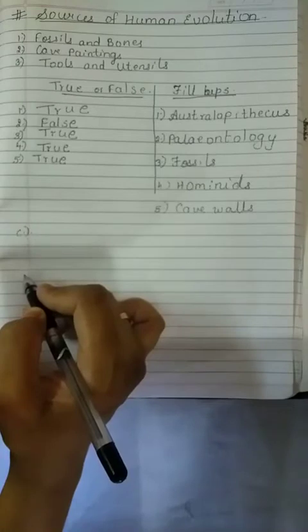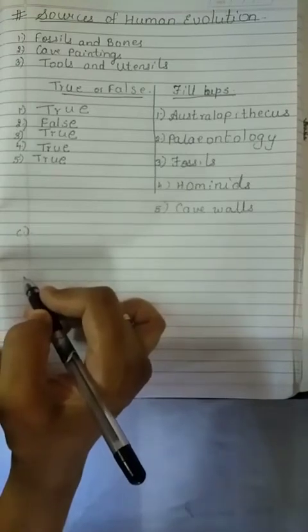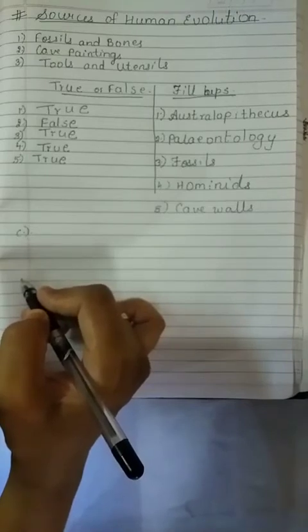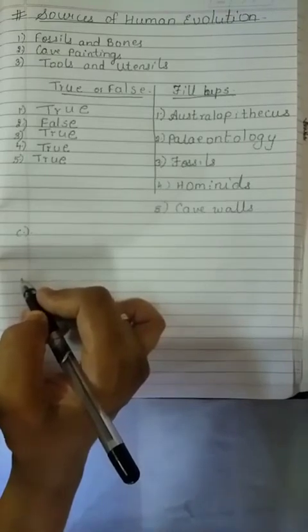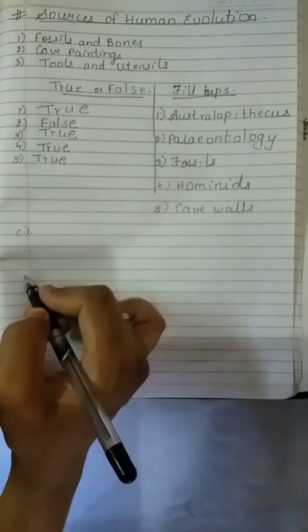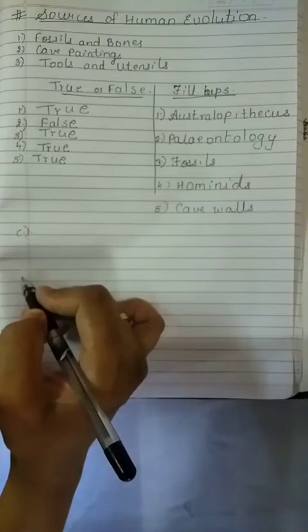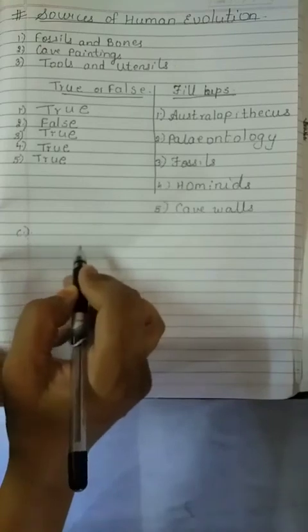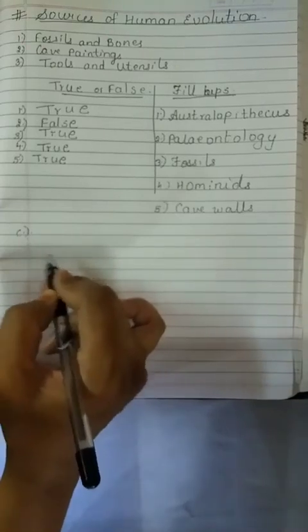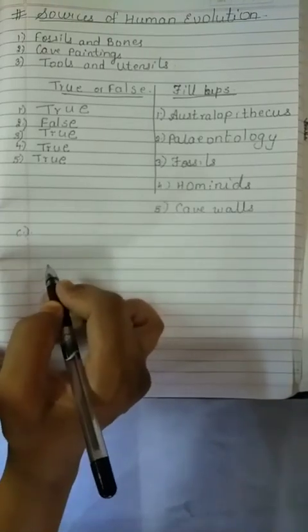First paragraph, sources or evidences of human evolution. In that paragraph, the first line: archaeologists, scientists and historians have found different sources such as fossils, bones, cave paintings, tools, utensils to trace human evolution. Cut that and so on. 3 words you have to cut. Just strike it out with a pencil.